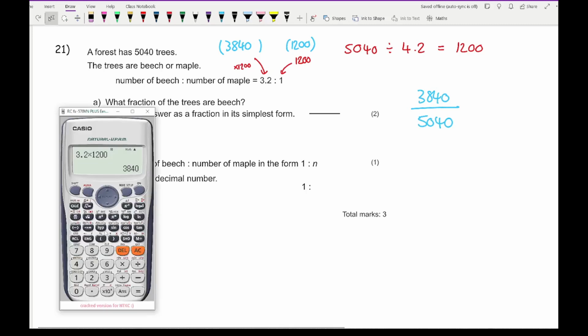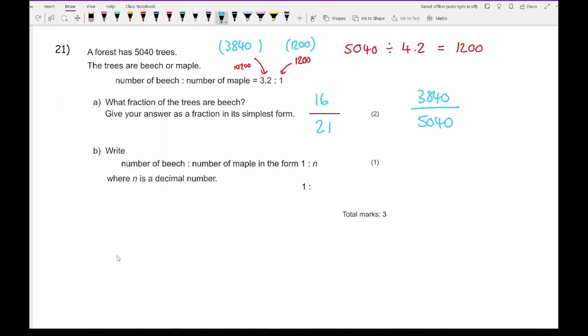So again, if I just simply type that into my calculator using the fraction button, 3840 over 5040, press equals, and it should automatically give me a simplified answer, which is 16/21. Then it says write the number of beech to the number of maple trees in the form of 1 to n.